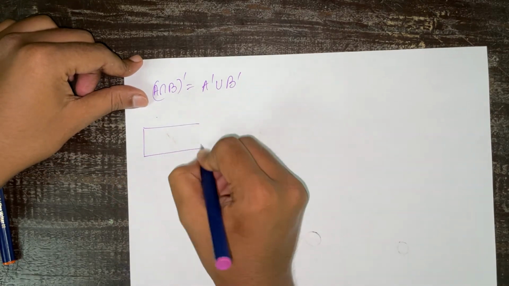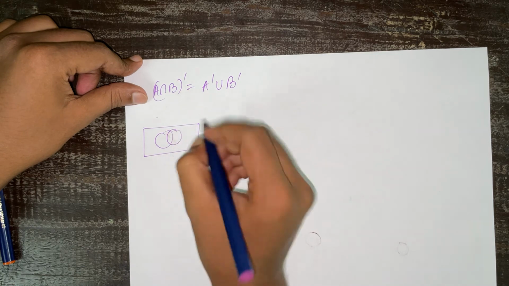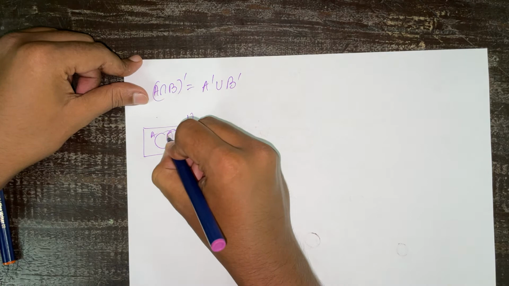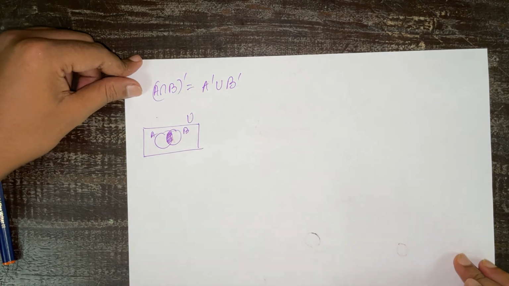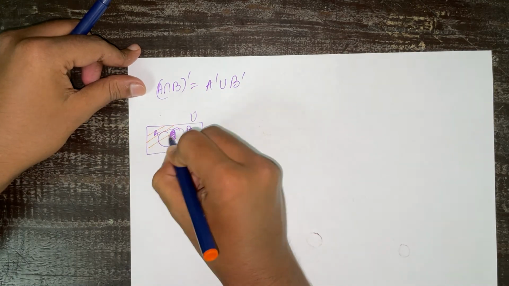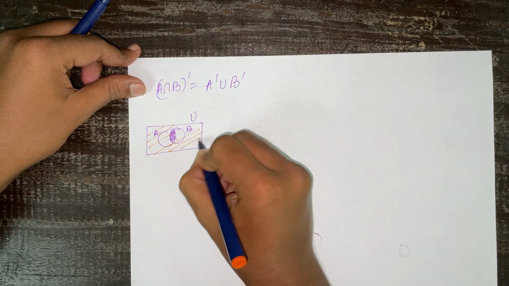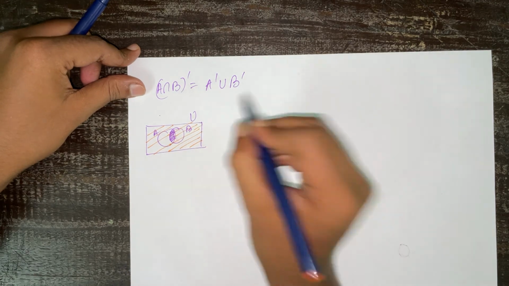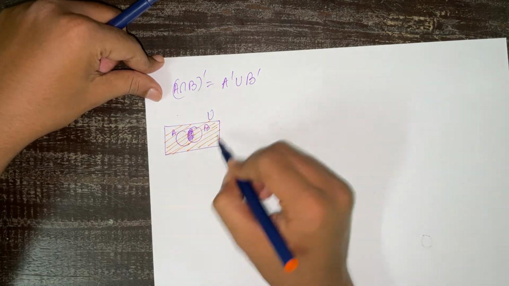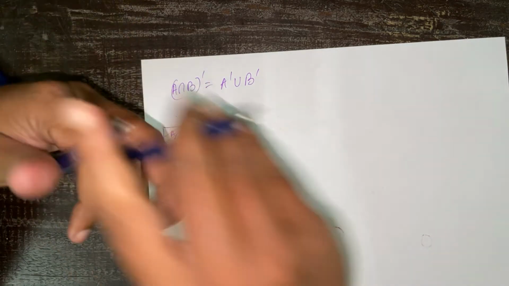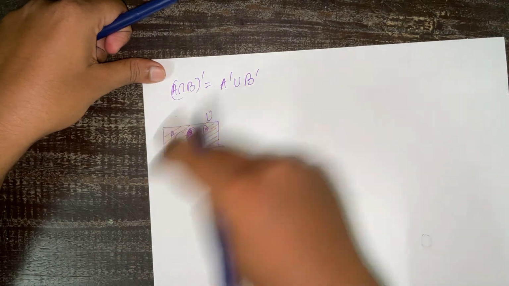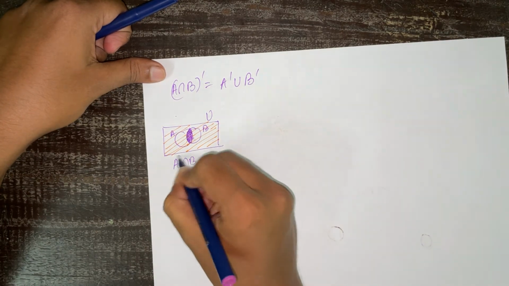First, let us draw this. This is A intersection B whole complement. So which part is A intersection B? This part is our A intersection B. So other than this part, everything else is A intersection B complement. So let me shade it. Okay, so here we have this orange region. Other than this part in the middle, everything else is A intersection B whole complement.